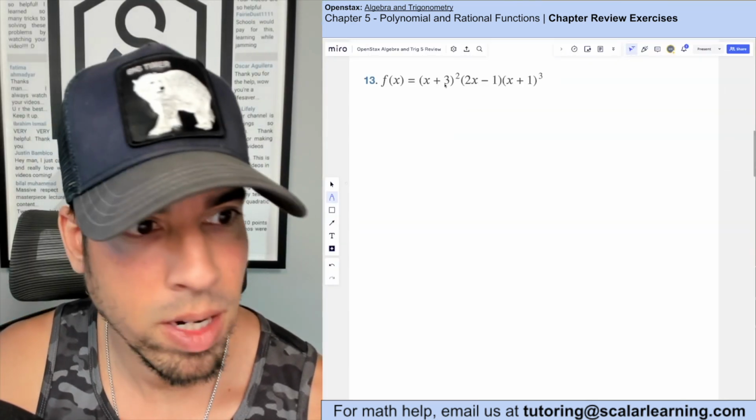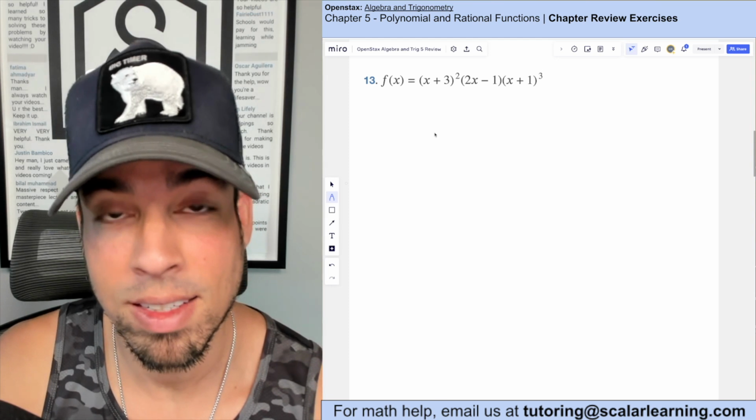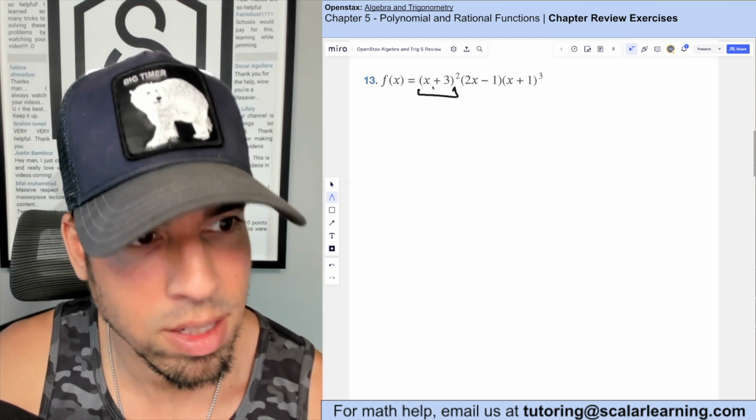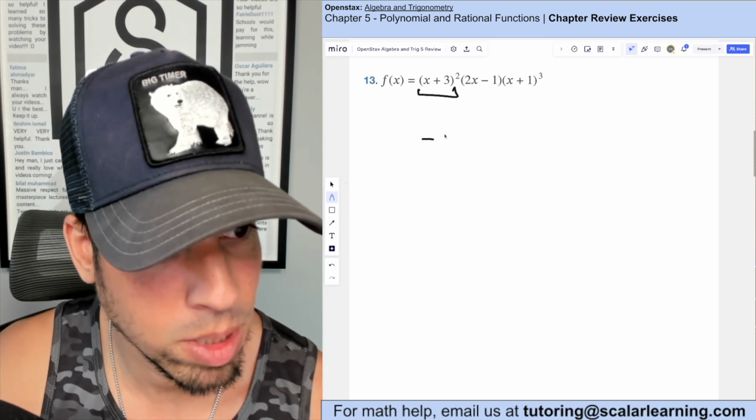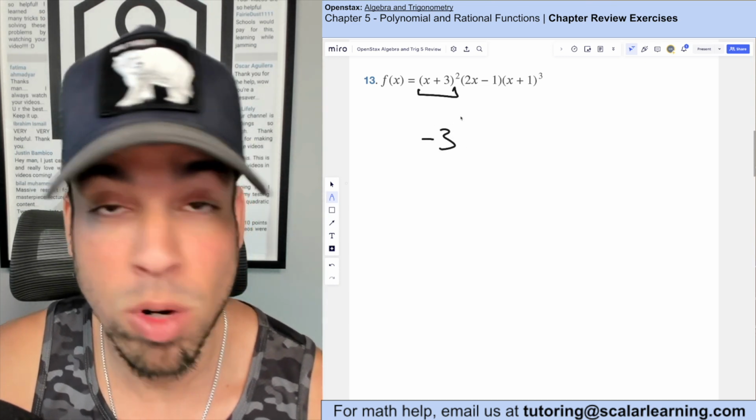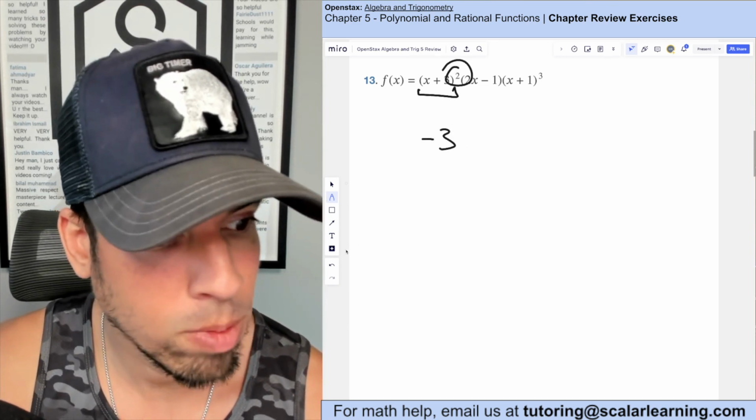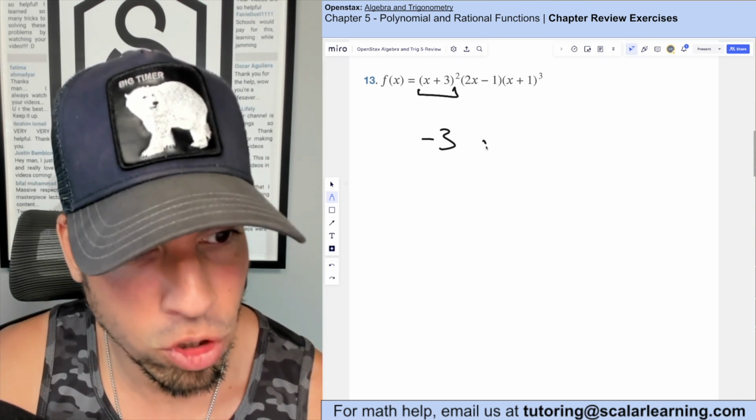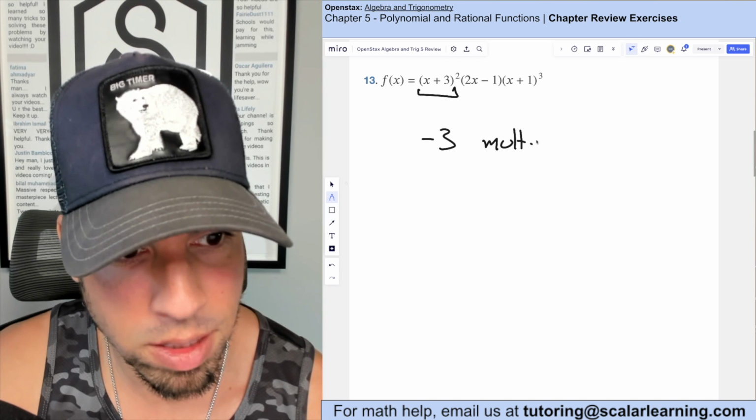So here we're meant to find the zeros of the polynomial, and the nice thing is everything is already factored. So the first thing is what's going to send this binomial to 0. That's going to be negative 3. And then it says, what are the multiplicities? Well, that's determined by this exponent around that binomial. So this is an exponent of 2. We have a multiplicity also of 2.